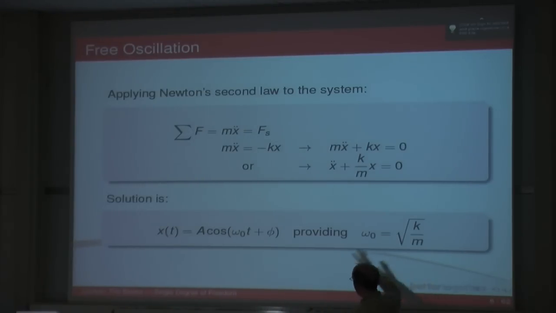And that fits into this equation. So we've got A, which is an amplitude, cosine omega naught t plus phi. We know omega naught because we know the stiffness and the mass. A and phi are what we call arbitrary constants, and that's because they can be found from initial conditions and initial conditions only. We can't determine them any other way.